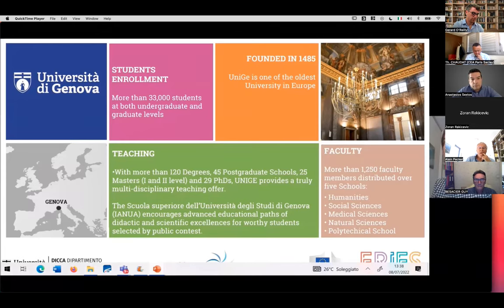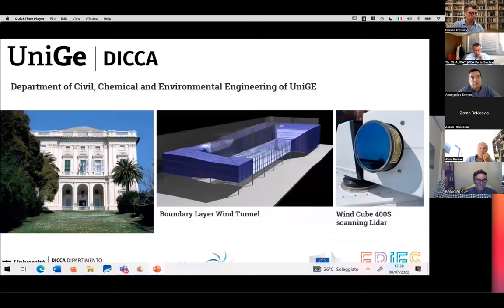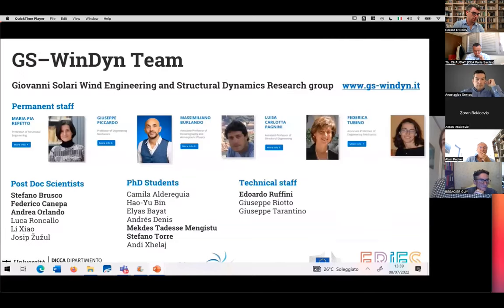1,250 faculty members. Its mission is teaching, research, and technology transfer in the broad fields of humanity, social, medical, natural sciences, architecture and engineering. Two laboratories are made available in the project, a boundary layer wind tunnel and one scanning LiDAR. They belong to the Department of Civil, Chemical and Environmental Engineering of the Polytechnic School. The team is composed by the Giovanni Solari Wind Engineering and Structural Dynamic Research Group. It is made by 5 permanent staff, postdoc scientists, PhD students, and technical staff with expertise in atmospheric physics, structural mechanics, dynamics, and structural engineering.